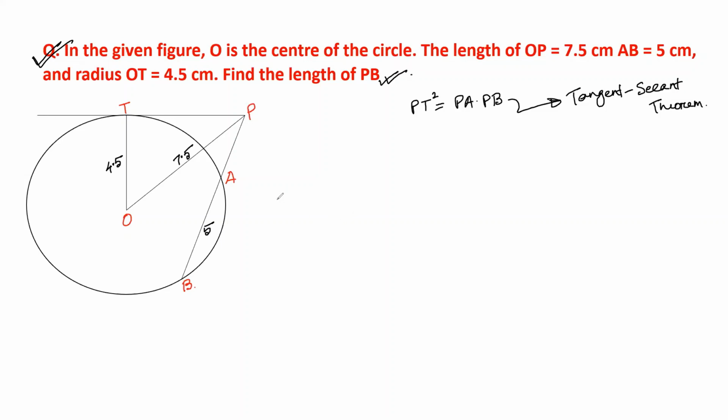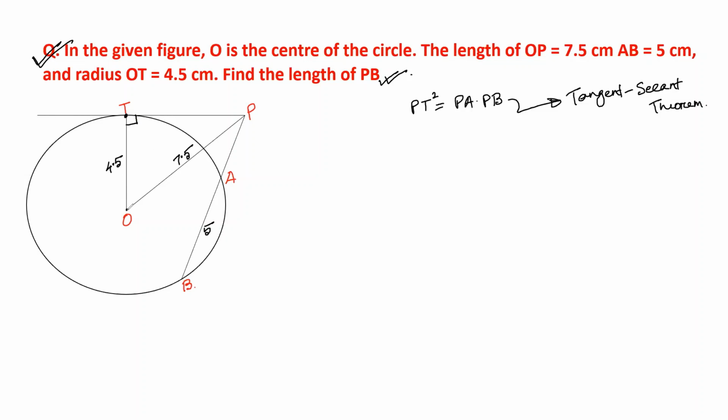In the last video, we have also seen one theorem on tangent, which is any tangent to a circle is perpendicular to the radius of the circle at the point of tangency. Here, PT is a tangent and OT is the radius of the circle. So PT would be perpendicular to this radius OT. So this angle would be 90 degrees.